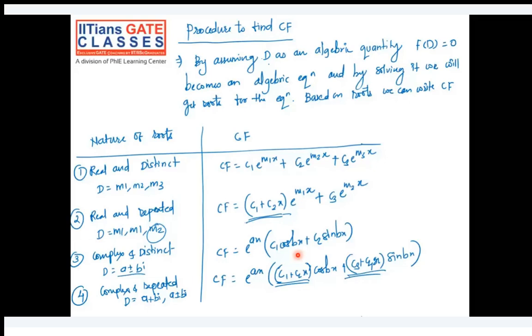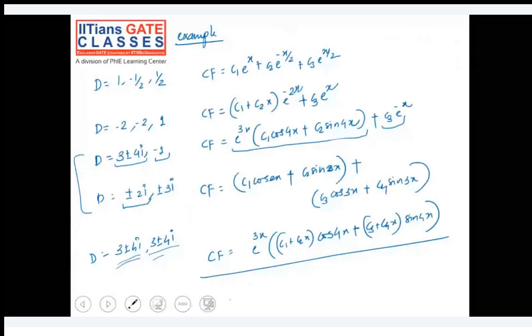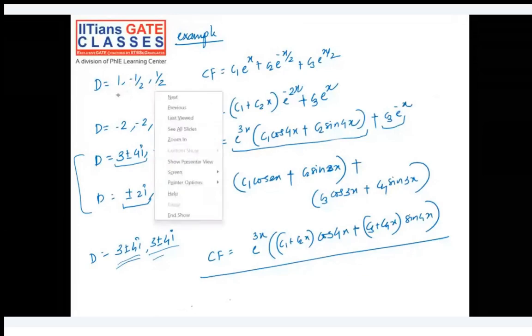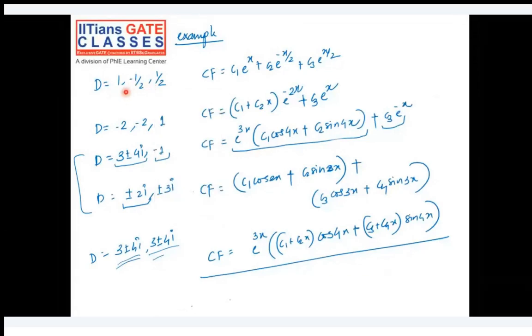I'll explain the same thing again through some examples. We'll not solve examples yet. Assume that these are the roots you got when solving f of D equal to 0, the algebraic equation. So roots are, let's say, for example, 1, -1/2 and 1/2. So here roots are real and distinct. In this case, you will write CF as C1 e to the power x plus C2 e to the power minus x by 2 plus C3 e to the power plus x by 2.